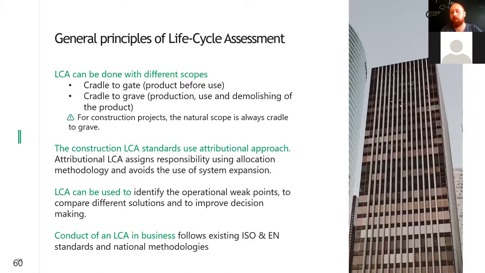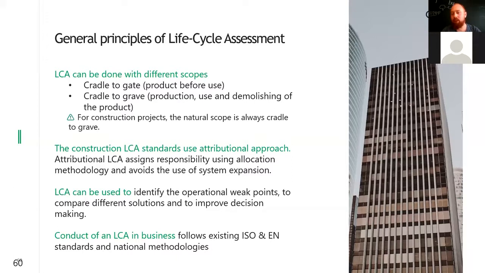So general principles of life cycle assessment. We can do an LCA in a lot of different types of scopes, but basically if we're doing product LCA, so we're recording the emissions of a product, this is always cradle to gate. When we're doing normal LCA, the natural scope is always cradle to grave. So they basically start with our material emissions until the building when it's deconstructed.